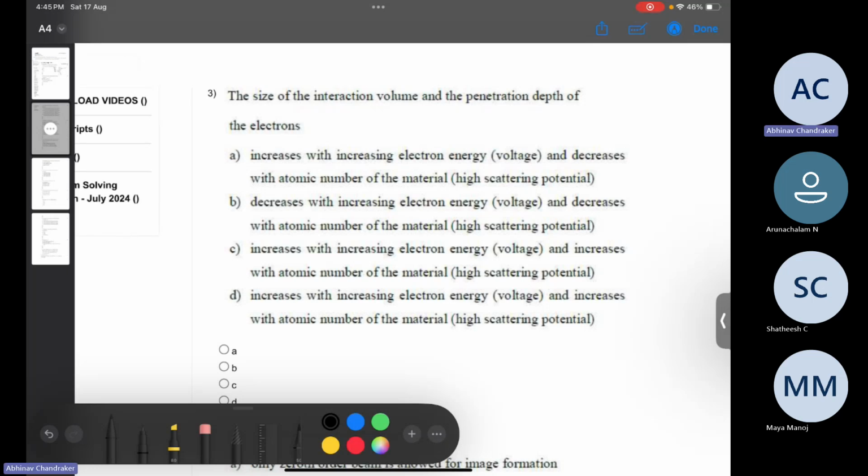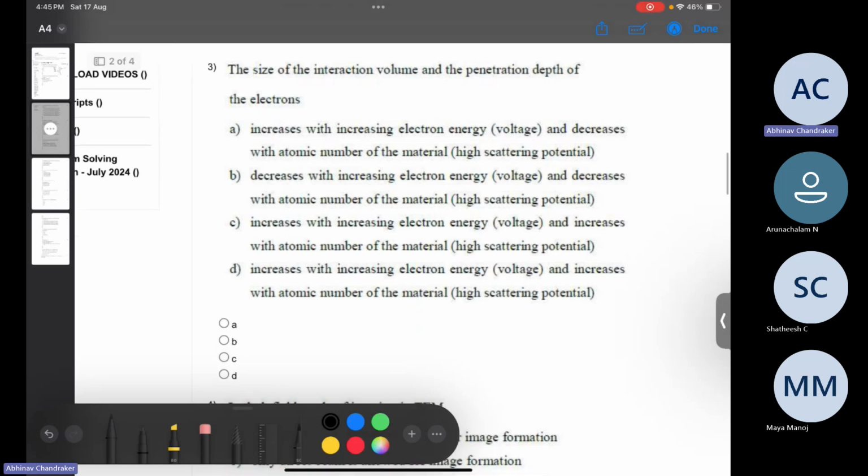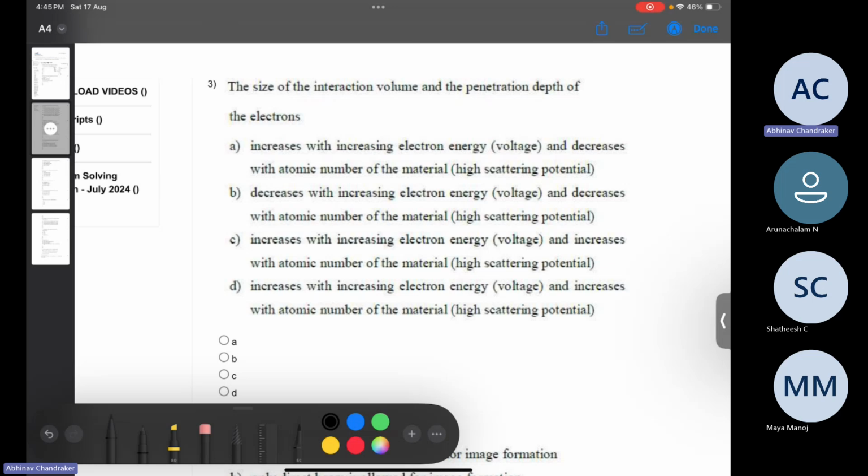Size of the interaction volume and the penetration depth of the electrons. This was also covered in the recap. If any of you know the answer, just let me know.